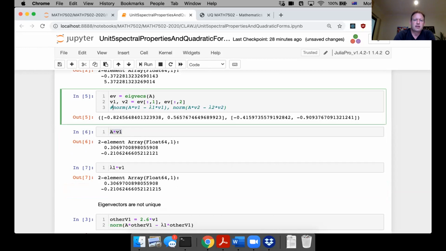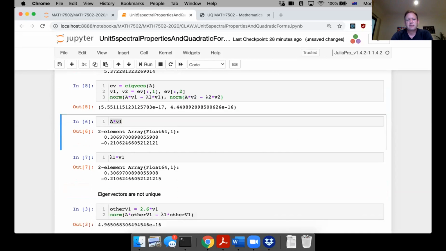So what this thing here does is it just shows you that A times V1 minus lambda 1 V1, the norm of that should be almost 0, there's just numerical error, and similarly here. Okay, so these are effective zeros, right? So it just shows that what I'm highlighting, the left-hand side equals the right-hand side, and similar for the second one. Okay. Now, eigenvectors are not unique.